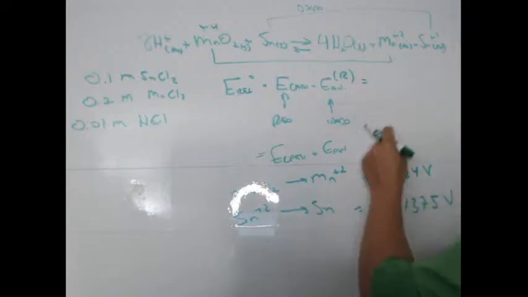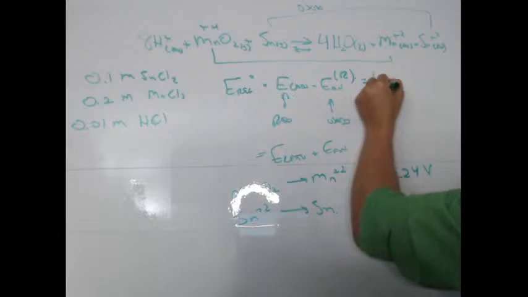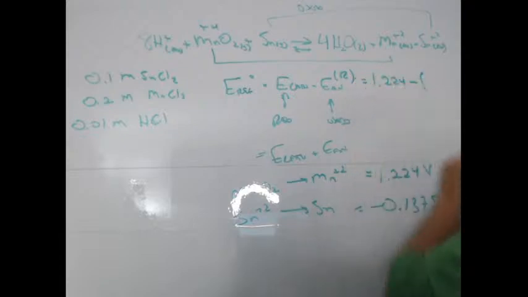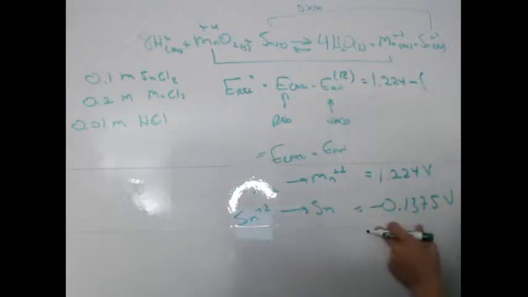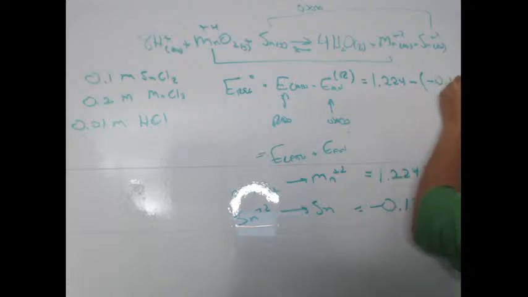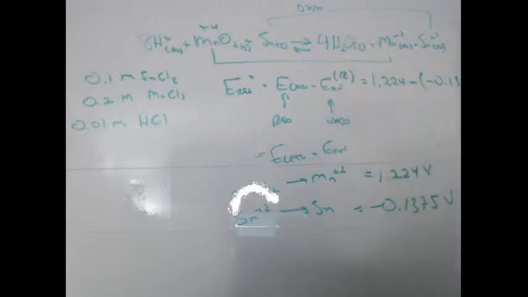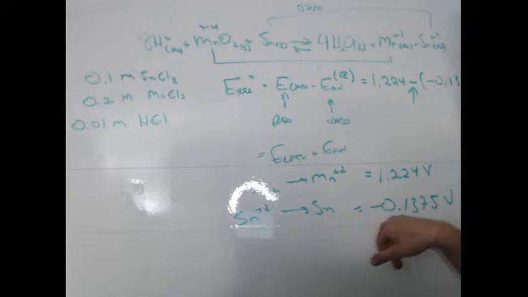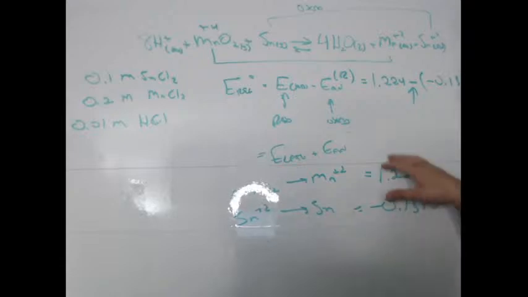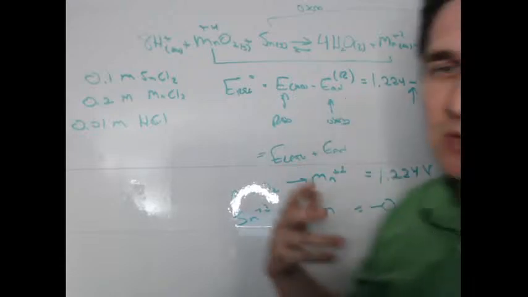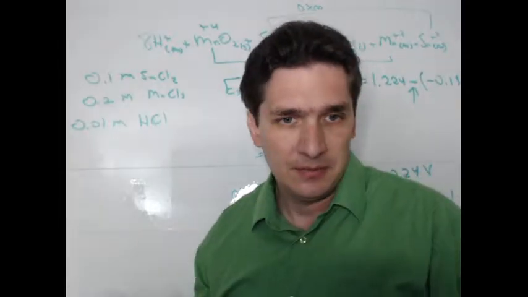The cathode reaction, the reduction reaction, is the manganese, so that's 1.224 volts, minus the anode reaction, which is negative 0.1375. Now, this is reduction, this is oxidation. That's where this negative sign comes from. Really the reduction potential is minus 0.1375 volts, but for the anode, we're actually doing oxidation.